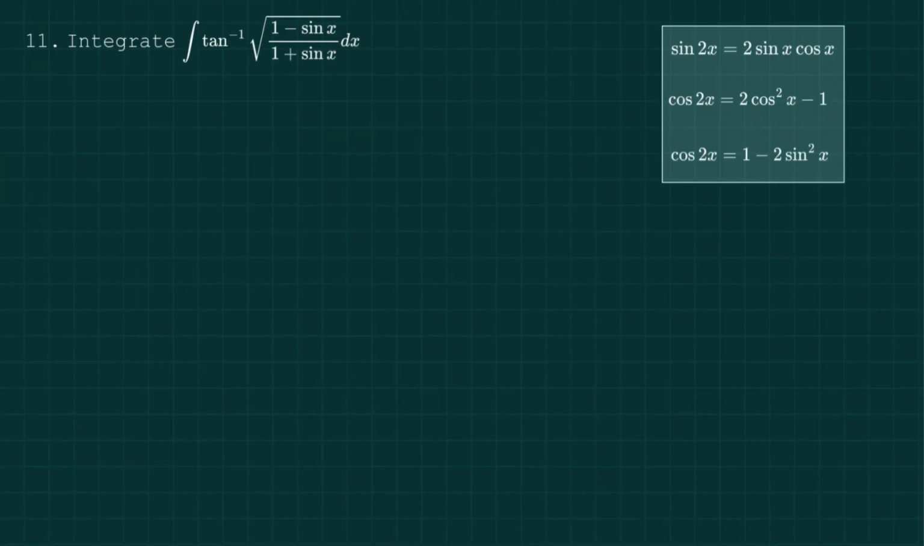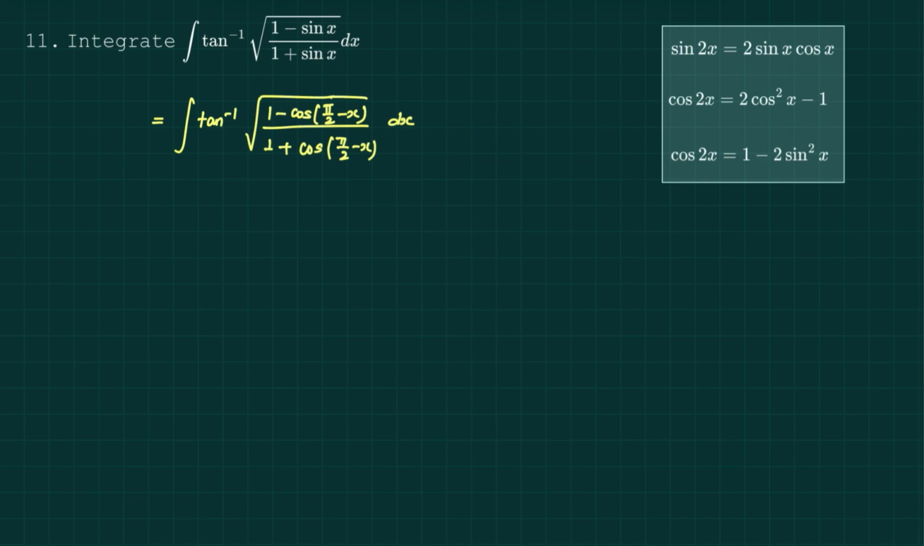Question 11. Integrate tan inverse of square root of (1 minus sin x over 1 plus sin x). Here also we have to convert everything in terms of tan. Before that, let us convert this sine into cos. So this equals integration of tan inverse of square root of 1 minus sin x, which can be written as cos of 90 minus x, over 1 plus cos of 90 minus x, because cos of 90 minus x is sin x only.